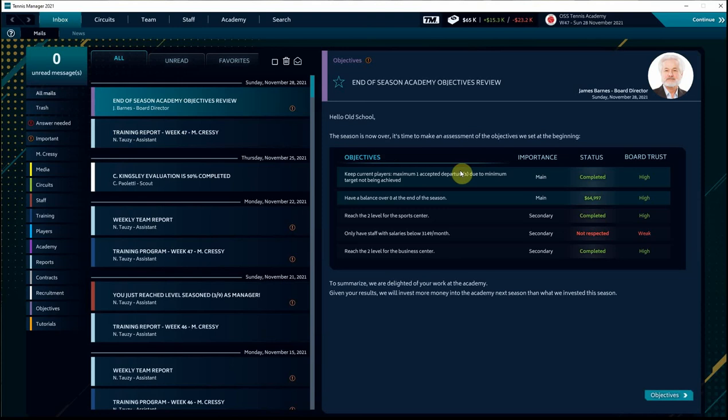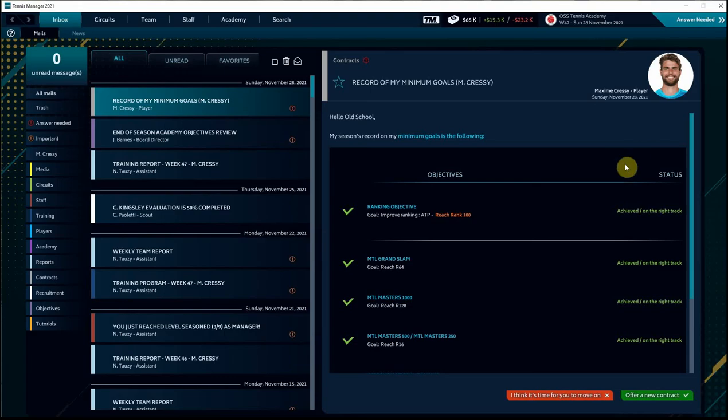Well, we're at the end of the tennis season for 2021, and our director, head of the board, James Barnes, is delighted with his work at the academy. They're going to invest some more money into the academy next season, so although we've got about 65,000 now, that number should be larger after they make that investment. And now I'm going to have a conversation with Maxime about his goals.